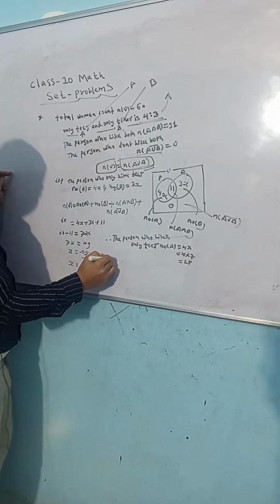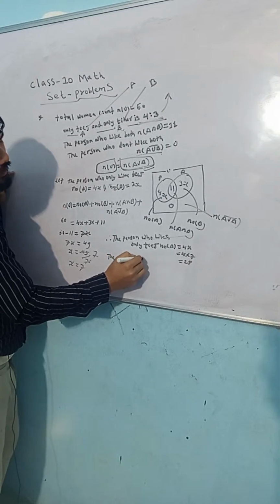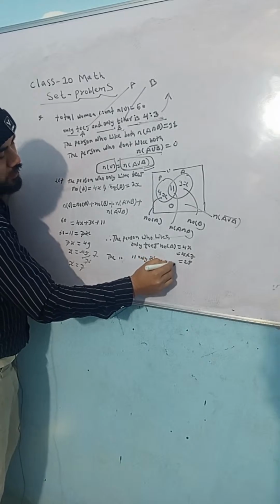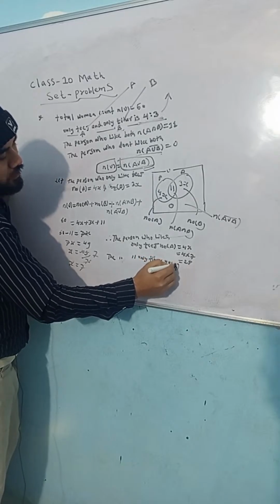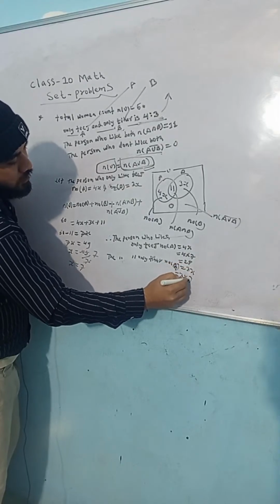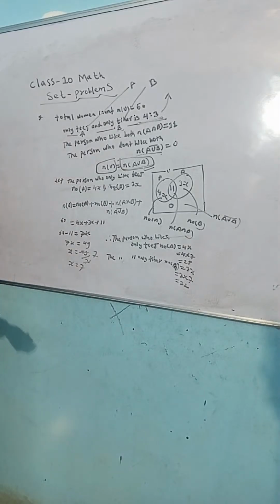And next, the person who likes only Tihar is 3x, 3 into 7, 21. Okay, so this is the case, guys. It's given here. Okay, this is a question from ratio. You guys can do more questions, right? There is a similar pattern.